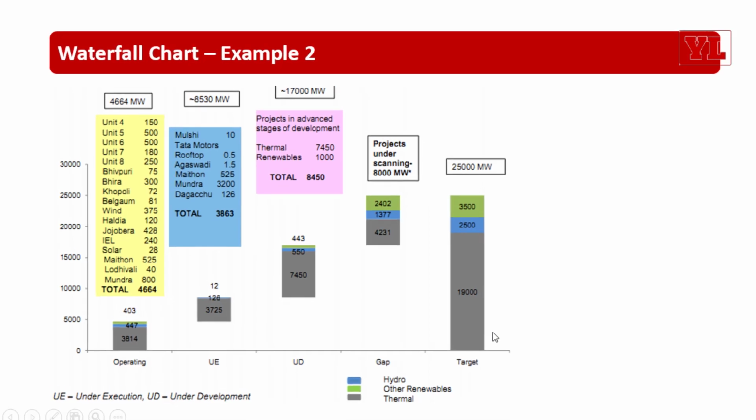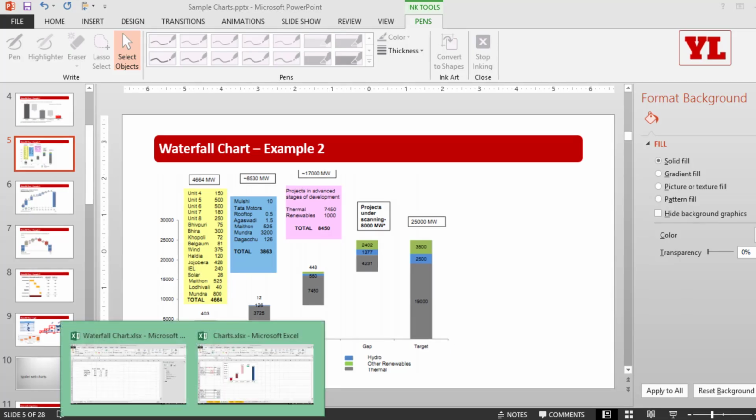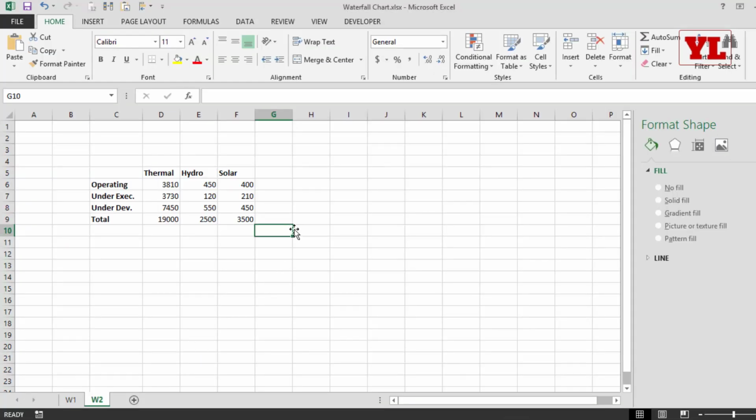So what I've done is I have prepared a set of Excel data. So you have the basic information like operating plant's capacity, under execution, under development. So for example, under execution status within thermal, hydro and solar, this is the megawatt or gigawatt, whatever the units may be used. This is the status.